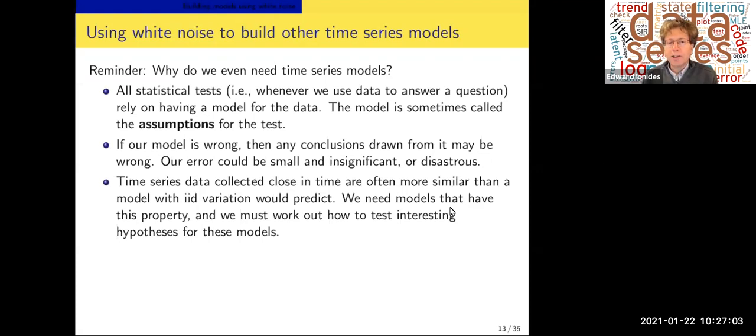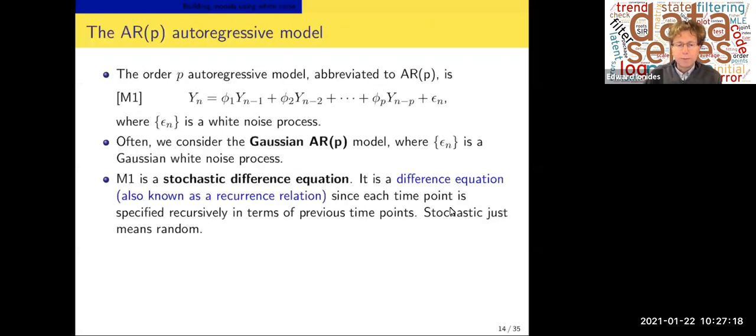And recall that time series data often have data where things collected close in time are more similar than an IID model would predict. And so you need to have models with this property. We've already started developing these. We've already defined a general ARMA model. Here we're going to look a little bit more at the AR(p) autoregressive model. You'll get quite used to writing out these equations.